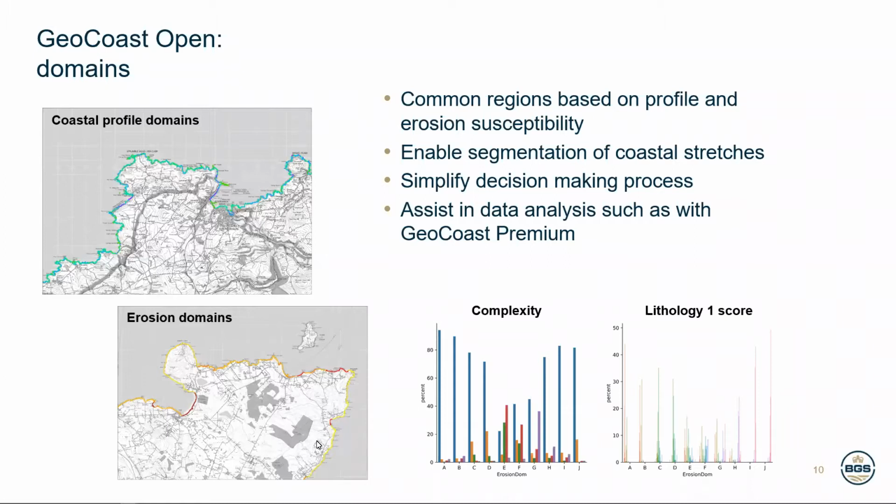So the erosion domains, as you might expect, are based on erosion scores, whereas the profile domains consider topographic variability based on transects and elevation change. And they're both available as a tool that users can apply to simplify coastal complexity. They can be used directly with the more detailed GeoCoast Premium dataset, which we're going to visit now.